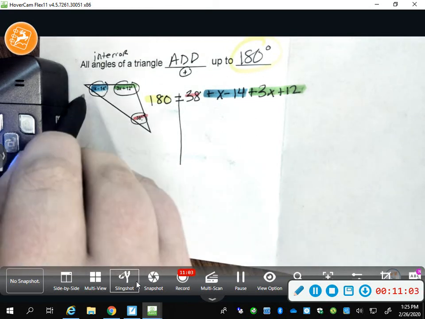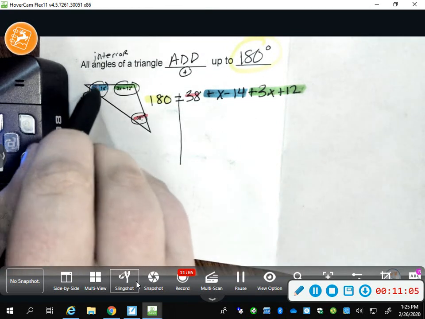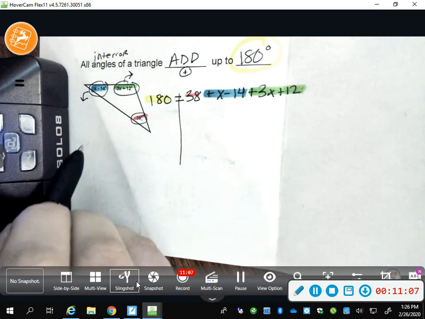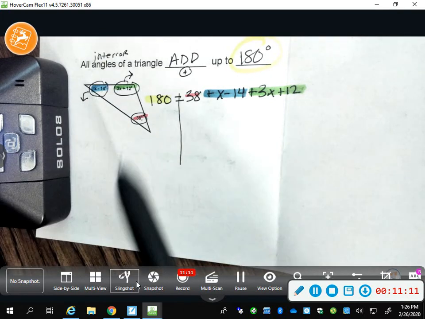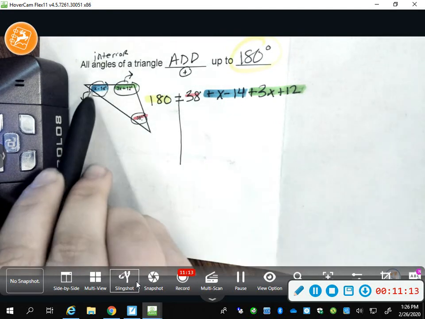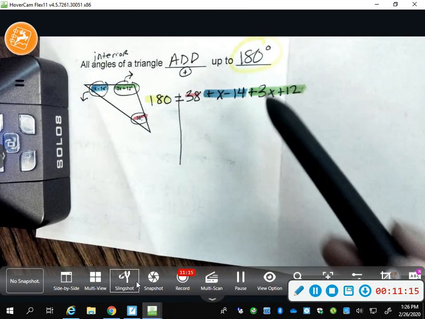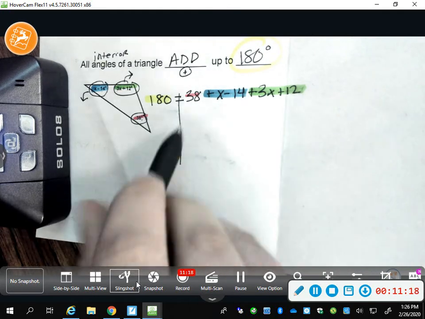My goal is to figure out the measure of this blue angle and this green angle. In order to do that, we need to know the values of x, the variable. Before I can figure out that, I'm going to have to solve this equation. That's why we wrote the equation.